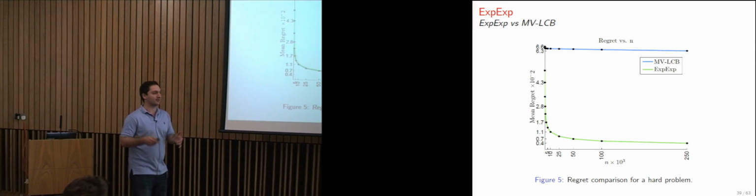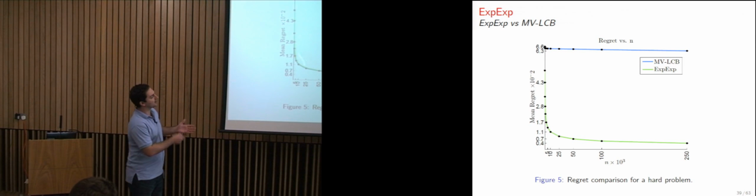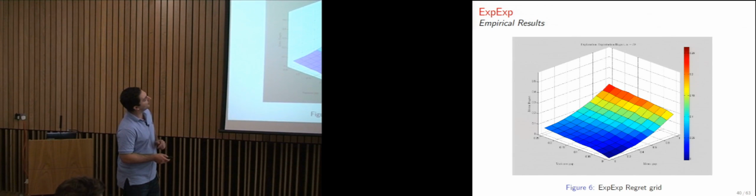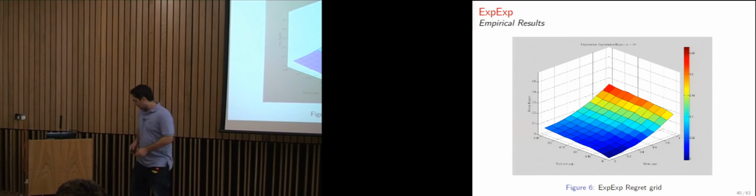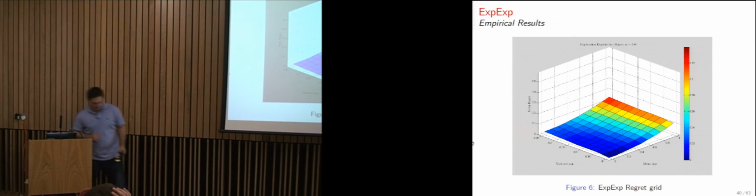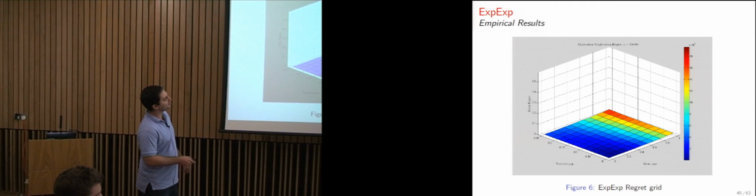And one thing we would really like to see is if it's possible to create one algorithm that can perform with these kind of guarantees, but with the speed and the performance of MVLCB in the other areas. So again, this is the regret grid. So you can see the way that this performs, and it performs nicely, and you see it decreasing nicely throughout the grid. So there's no region of concern.